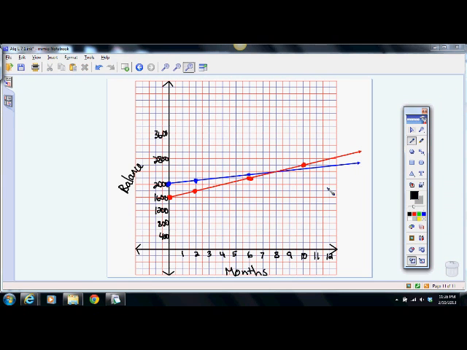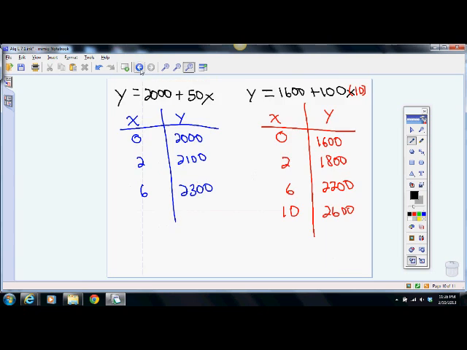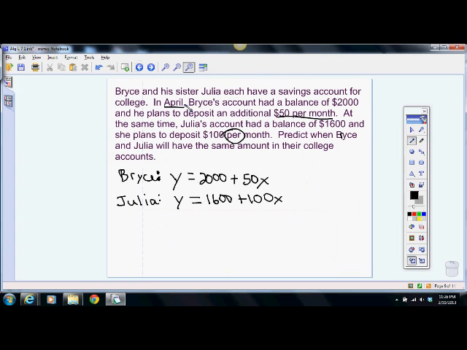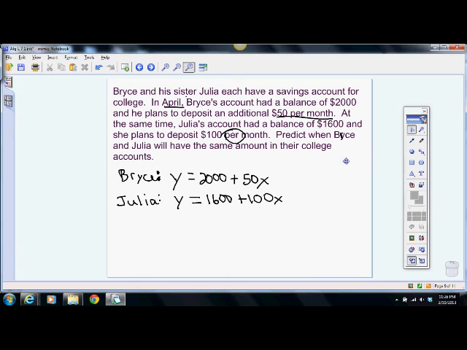Okay, it looks like they're going to intersect right here at the point 8, and let's see where we're at, 2,400. So after 8 months, they're going to have $2,400 in there. Okay, so in April, if we count 8 months out, May, June, July, August, September, October, November, December. Predict when? Well, I'm going to predict that in December, they will have the same amount in there, or after 8 months.